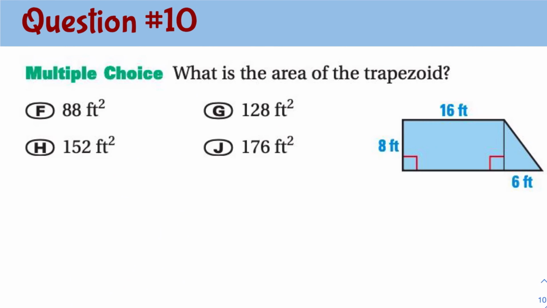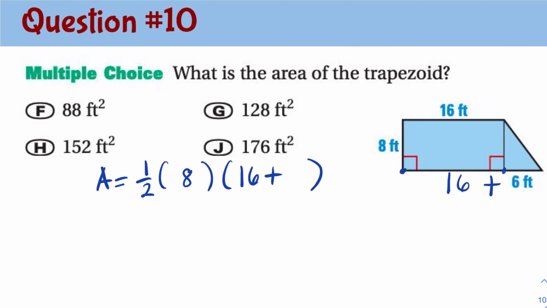Question number 10 is also a multiple choice problem. What is the area of the trapezoid? So here, same thing, the area is 1/2 times the height times the sum of base 1 and base 2. So the height here is 8 feet, base 1 is 16, and base 2 is 22, because this means from this point to here is also 16. So 16 plus 6 is 22. So now we have 1/2 times 8 times 38.